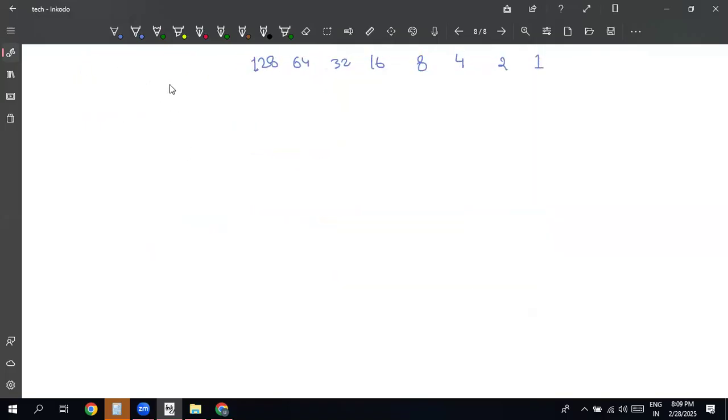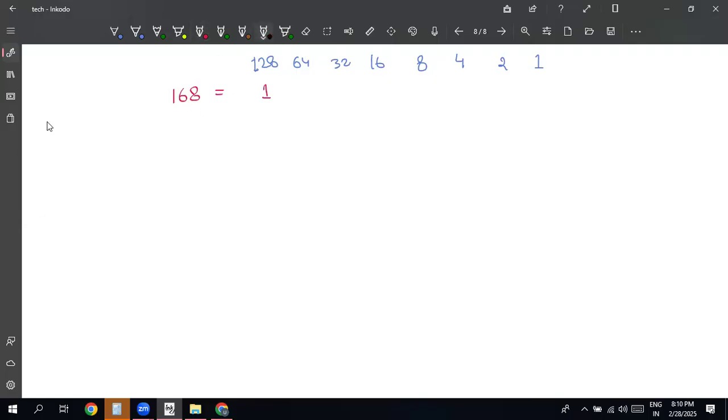Now let's assume I have to convert 168 into binary. How can I do that? I'll start placing 0 or 1 below these values in order to create this value. If I am including a value for the addition, I'll place it as 1. If I'm excluding a value from the addition, I'll simply place it as 0. So in order to build or create 168, can I take 128 or not? Yes, I can take it because it is smaller than 168. So I'll place it as 1.